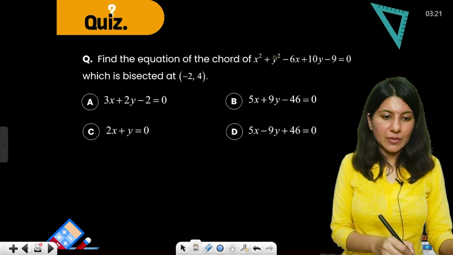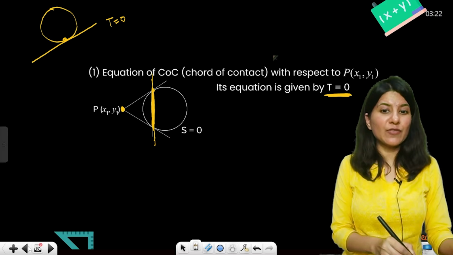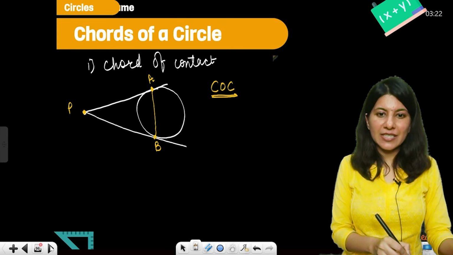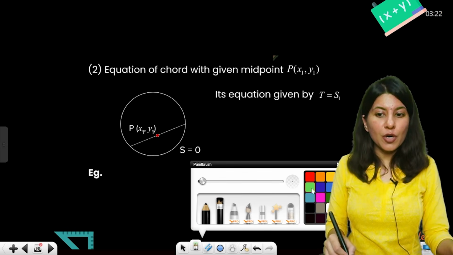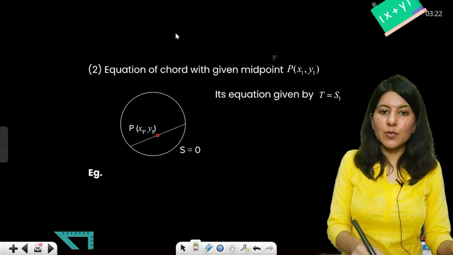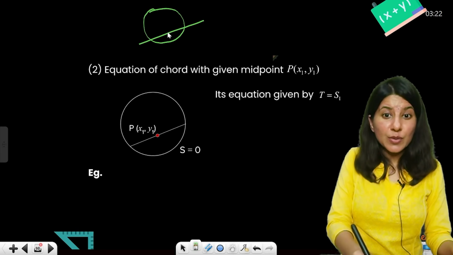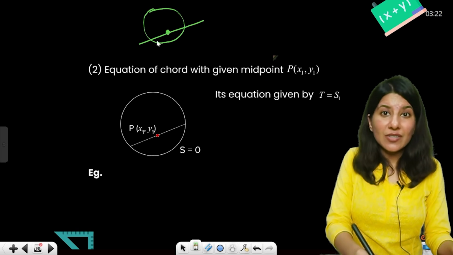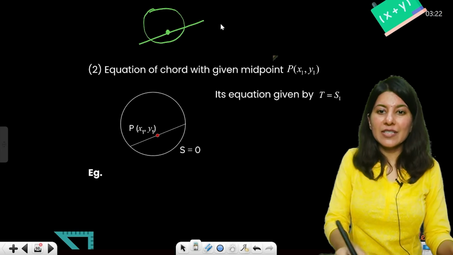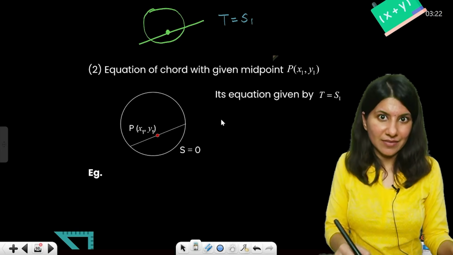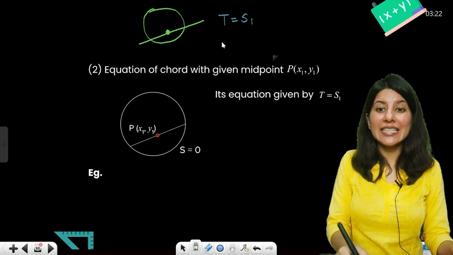Now, I have already told you that we have two types of chords basically. The first one we have already studied, that is the chord of contact, T equals 0. Second, the equation of a chord whose midpoint is given. Suppose you have a circle and there is a chord whose midpoint is given, then can you write the equation of the chord? Yes, definitely. The equation of the chord whose midpoint is given is T equals S1. You were doing T equals 0, but this time T equals S1.